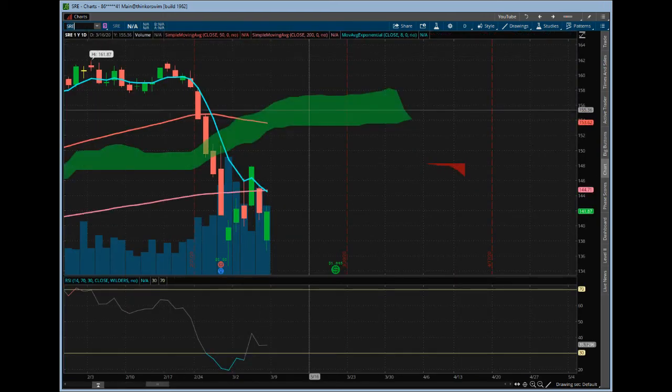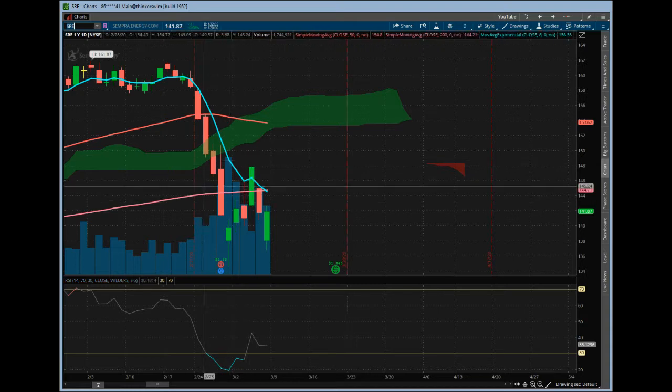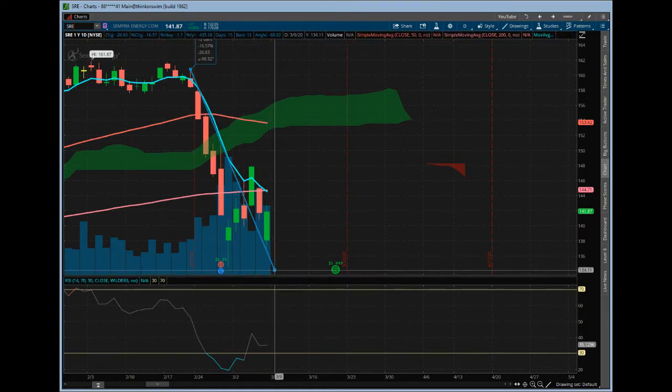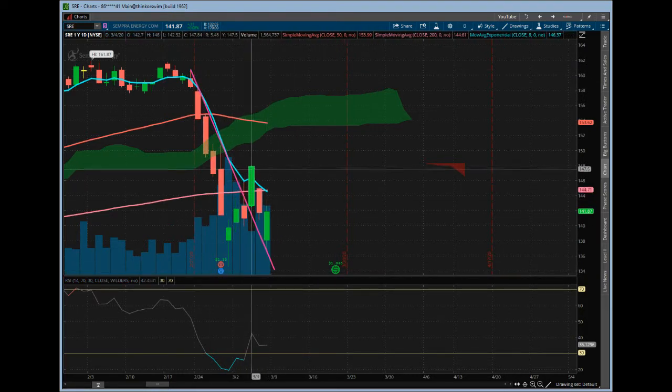SRE. SRE is interesting, right? Again, we're below the 50, we're below the 200, and we're below the 80 MA. So be careful with this one on the long radar. It does have a downward trend line right here. We closed above it right here. This was a good close right here, but notice how the volume was decreasing, right?